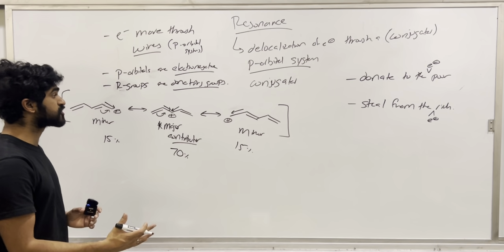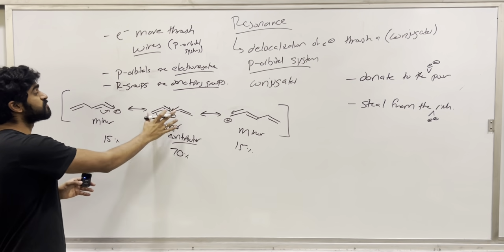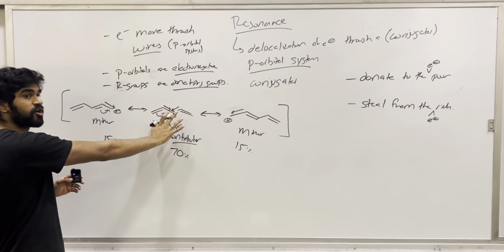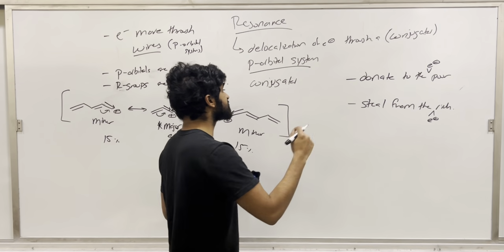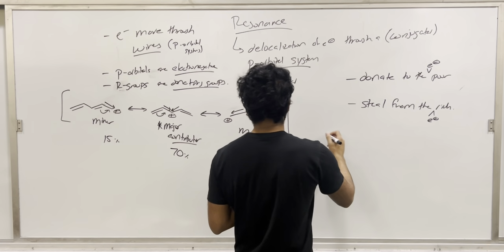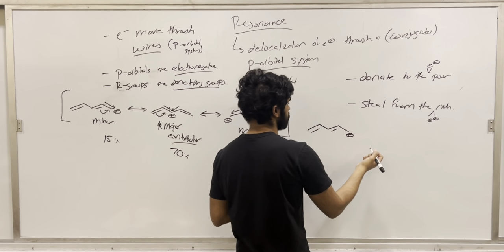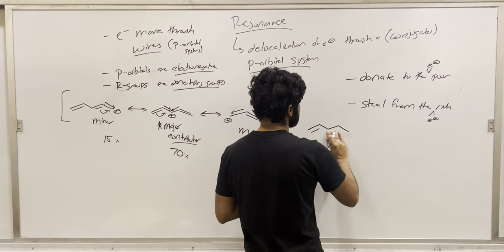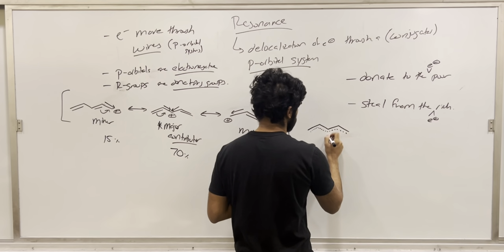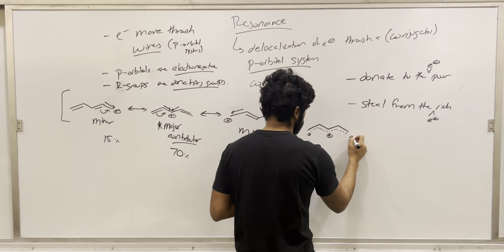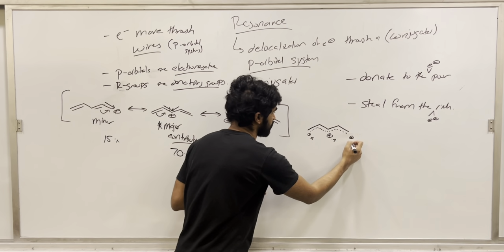So what does the true structure look like? It looks like a hybrid between all of these, where the majority of the positive charge is held in the center of the molecule. So if this molecule were to undergo a reaction, it looks kind of like that, right? Plus 0.7, plus 0.15, plus 0.15.